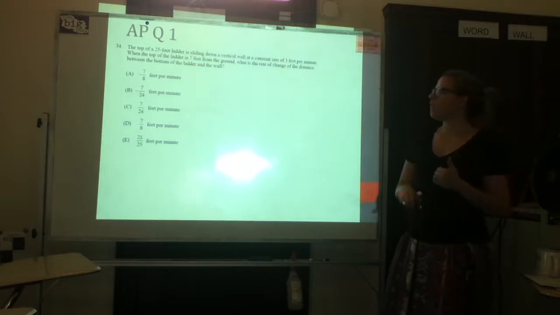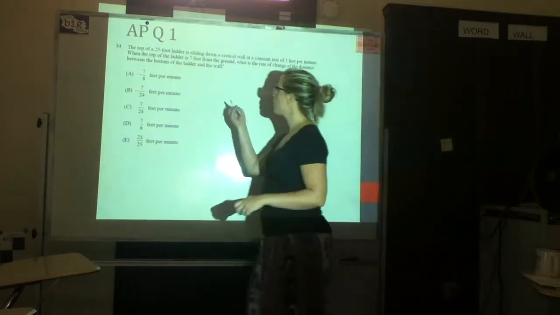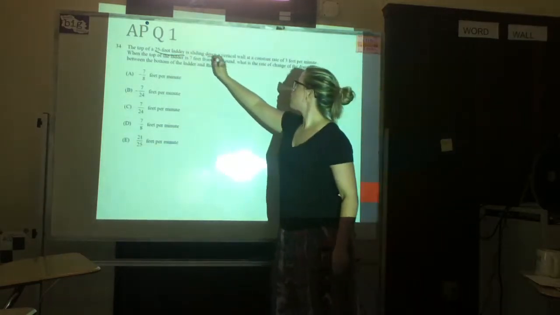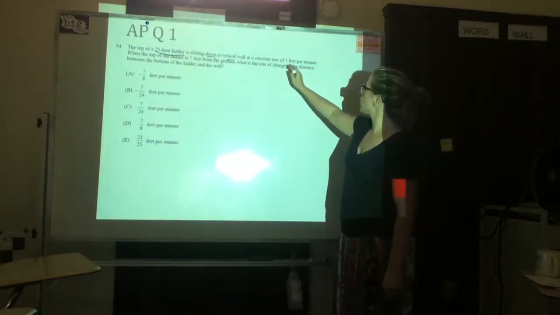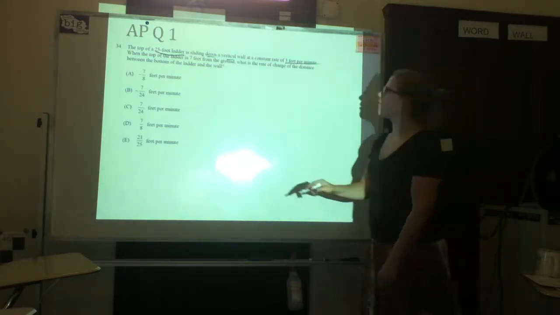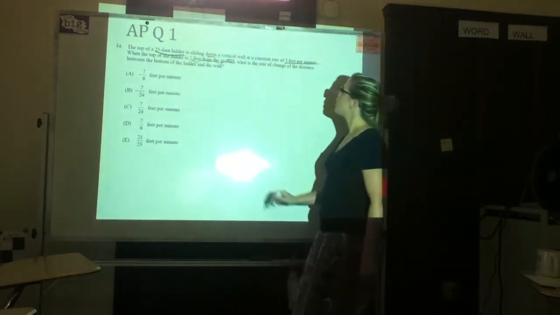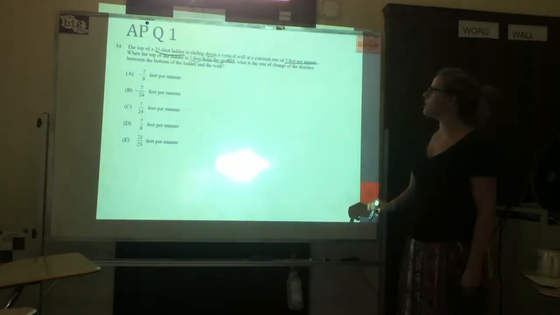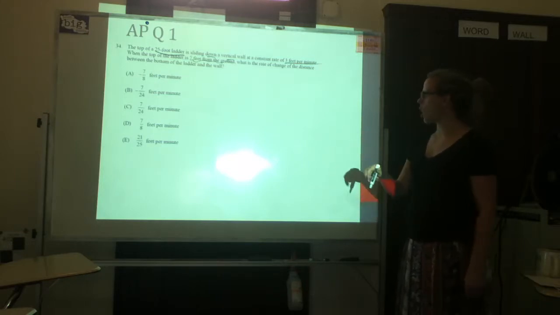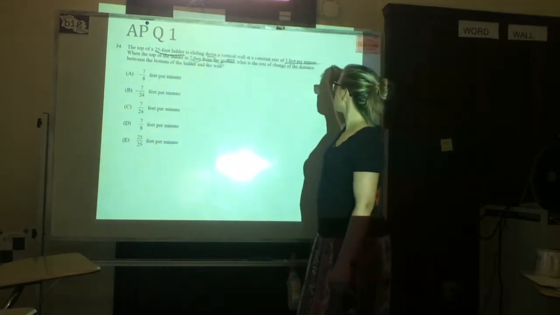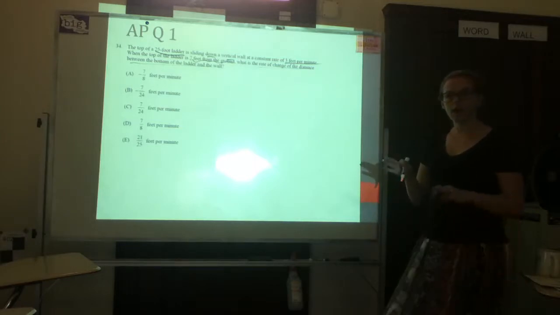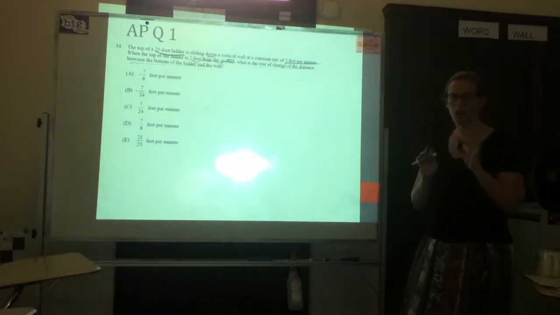The top of a 25-foot ladder, so I'll annotate as I go. The 25-foot ladder is sliding down a vertical wall at a constant rate of 3 feet per minute. When the top of the ladder is 7 feet from the ground, what is the rate of change in the distance between the bottom of the ladder and the wall? This is my question. So go ahead, pause the video, and go through your 5 steps.